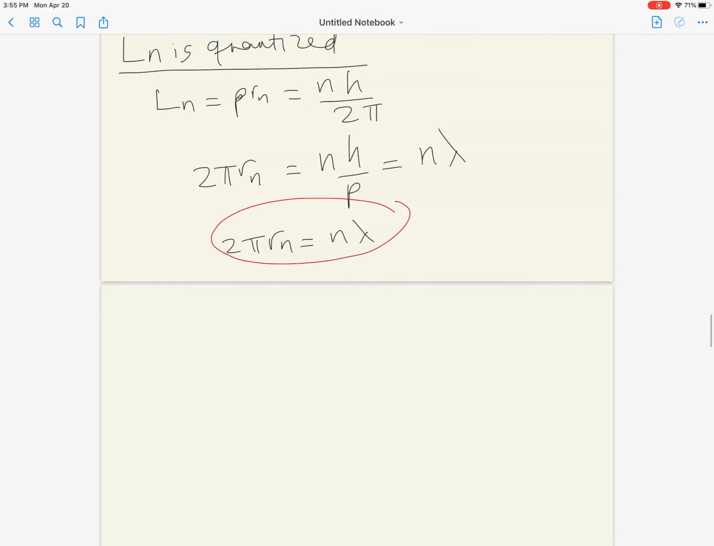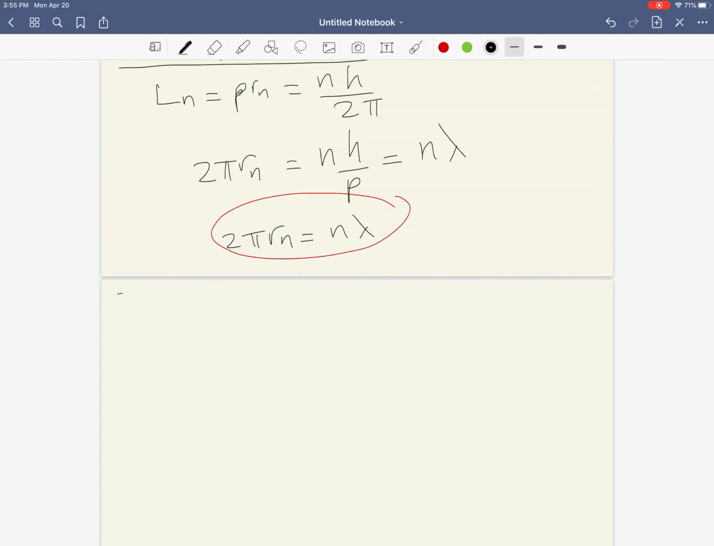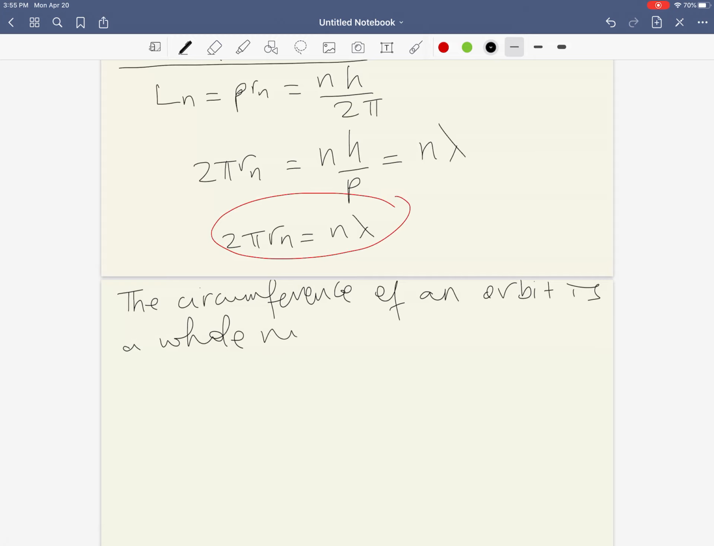Or in words, the circumference of an orbit is a whole number of de Broglie wavelengths, which makes sense, which is to say that if indeed Bohr's model is legitimate, then we should expect that the electrons can form a stationary set of waves around the orbit.